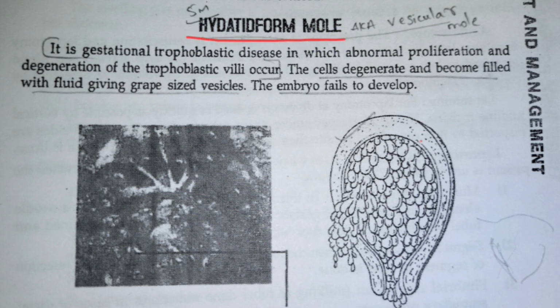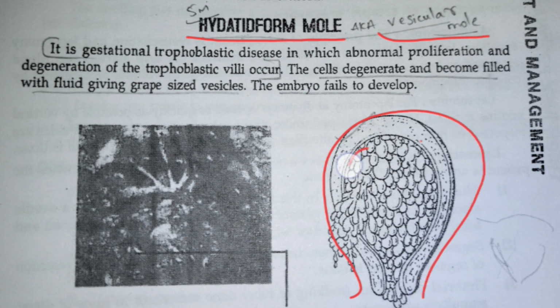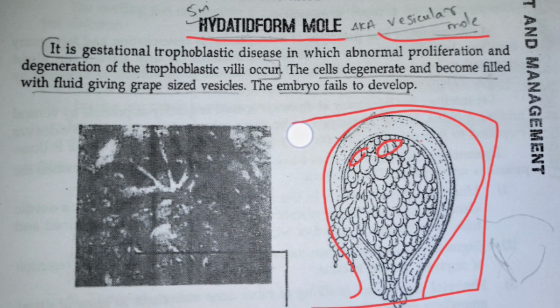Hydatidiform mole, also known as vesicular mole. This is when an embryo is formed, but the embryo starts to degenerate, in the sense that the baby is not developing properly. The cells present inside the embryo start to die, expand, and leak out. This is also considered a cancerous mole. Here, abortion or removal of this part is very important. This is done immediately after confirming the presence of a vesicular mole.